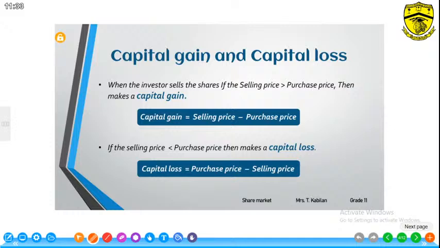When the investor sells the shares to others, they may make a profit or a loss, right? If the selling price is greater than the purchase price, then that investor makes a capital gain. So the capital gain can be obtained by subtracting the purchase price from the selling price.